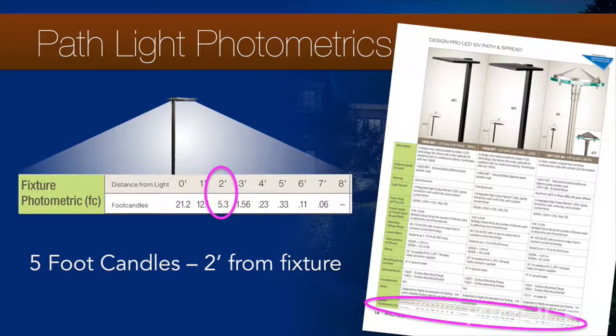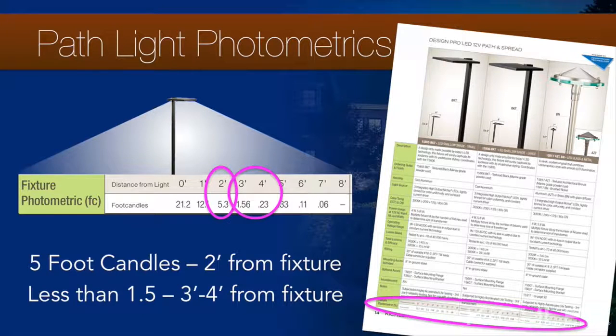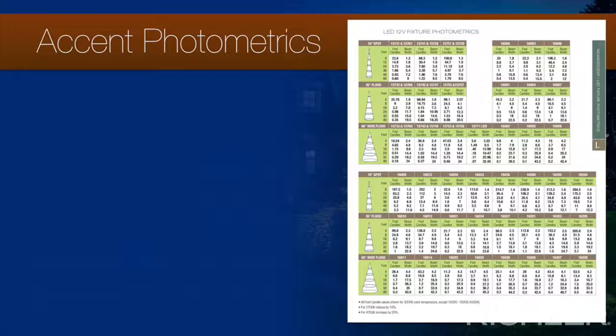We can see on this chart that the illumination falls off sharply between 3 and 4 feet from the fixture, so we're not going to have more than 1.5 foot candles of illuminance much more than 3 feet from the fixture. The lighting charts for accent lights are a little different, but work in essentially the same way.